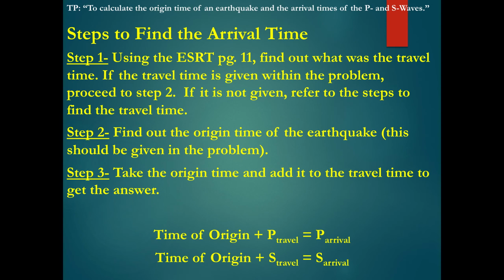Alright, step 2, find out the origin time of the earthquake. This should be given in the problem. And step 3, take the origin time and add it to the travel time to get your answer. So, time of origin plus the P wave travel time equals the P wave arrival time at the station. Time of origin plus S wave travel time equals the S wave arrival at that station.